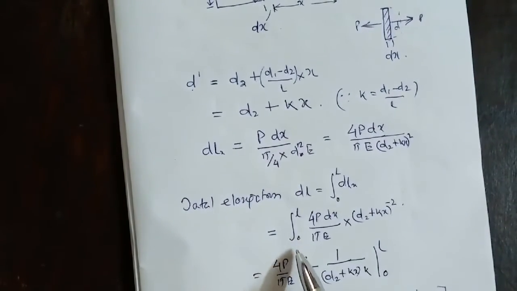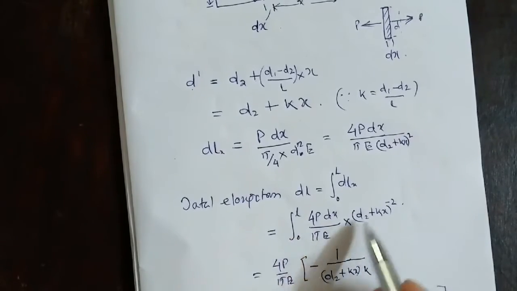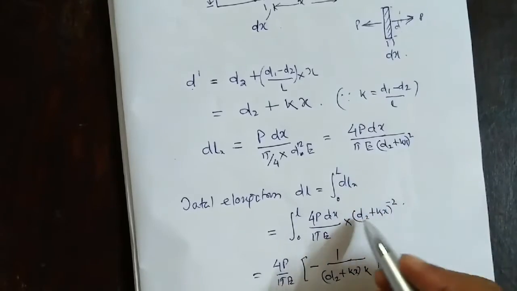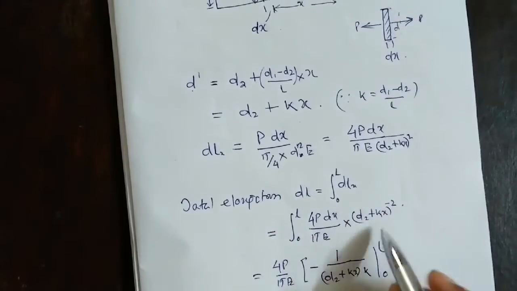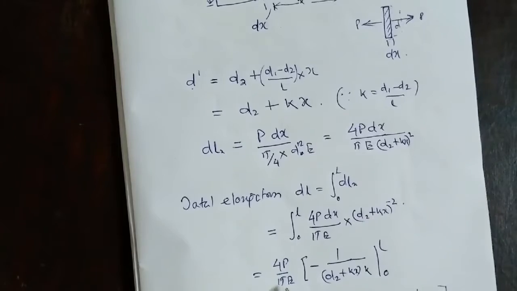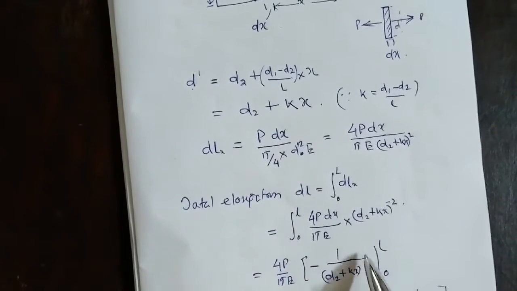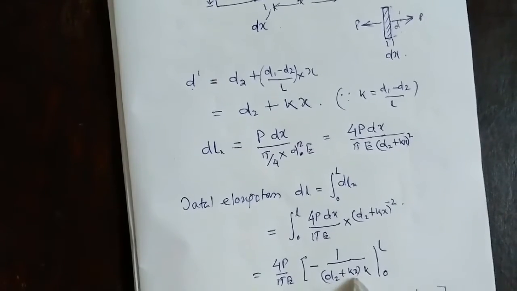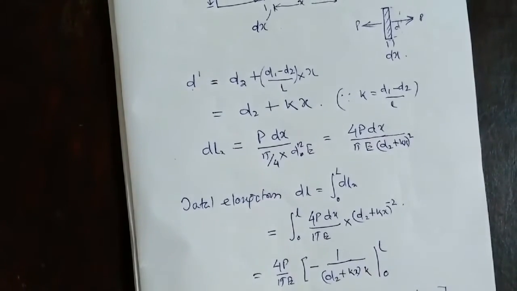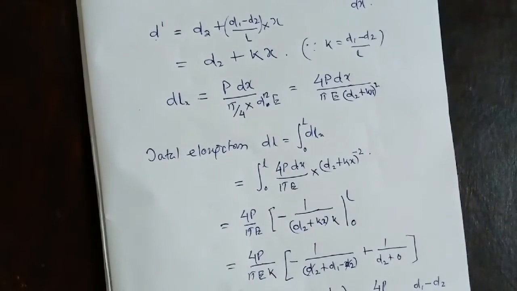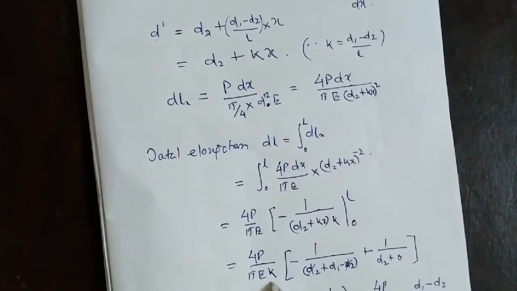So integration within limits 0 to L of 4P dx by pi E. The square, taken to the numerator, becomes power minus 2. Now integrating this, 4P by pi E is constant. Integration of this is 1 by d2 plus Kx with power minus 1, and K comes out, limit 0 to L. Try to understand this. If you have any doubt, you can ask me in the comments. So this is 4P by pi E, K taken out again. Remaining is this only, for which we have to put the limits.